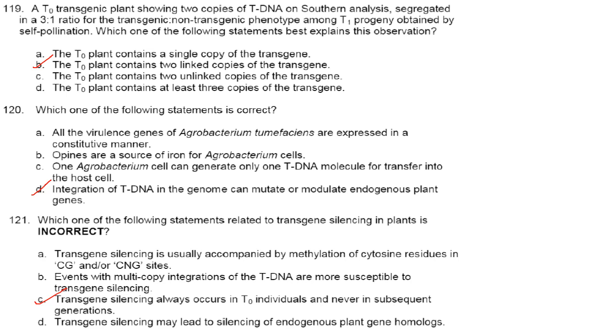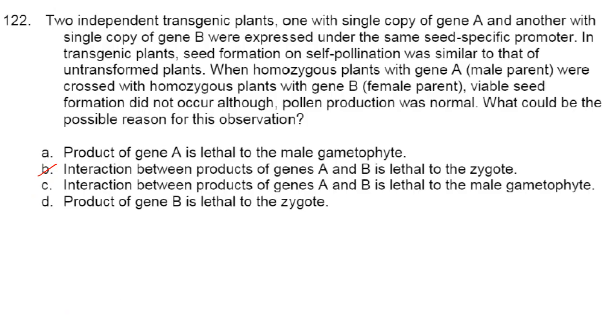Which one of the following statements related to transgene silencing in plants is incorrect? Transgene silencing always occurs in T0 individuals and never in subsequent generations. That is the incorrect statement. It occurs in subsequent generations also. So coming to the next question.